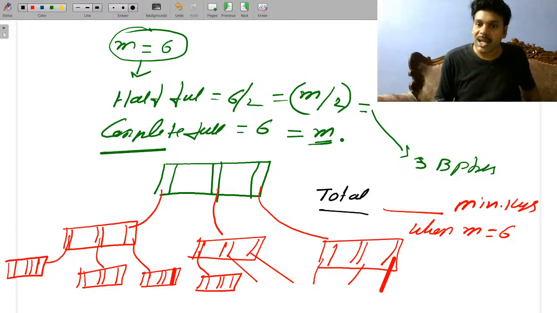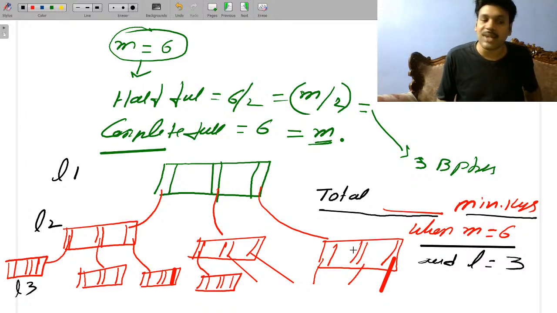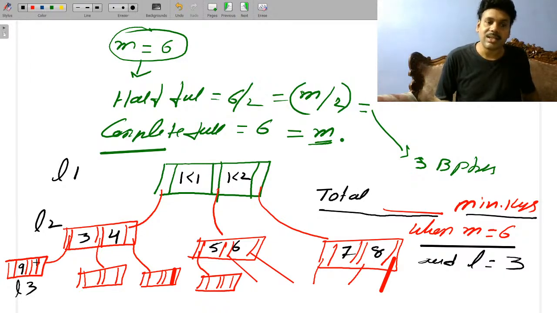Total number of minimum keys when m is equal to 6 and level is equal to 3. Observe carefully, friends. This is level 1, this is level 2, and this is level 3. I am asking the total number of keys when m is equal to 6 and the number of levels is 3. What is your answer? You can say K1, K2, 3, 4, 5, 6, 7, 8, 9, 10, 11, 12, 13, 14, 15, 16, 17, 18.